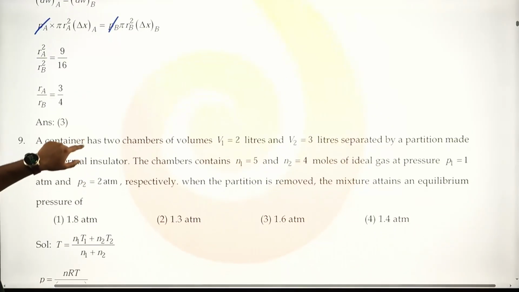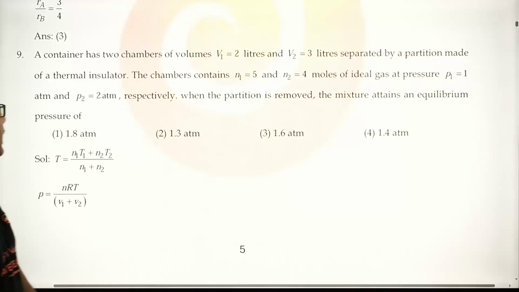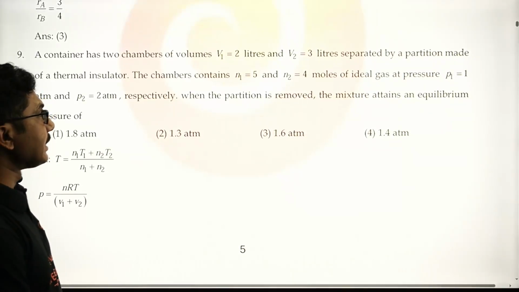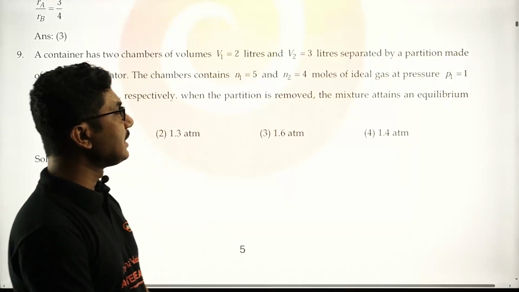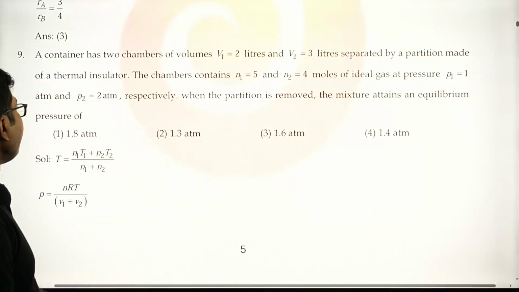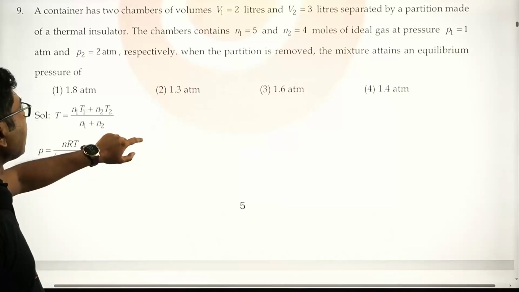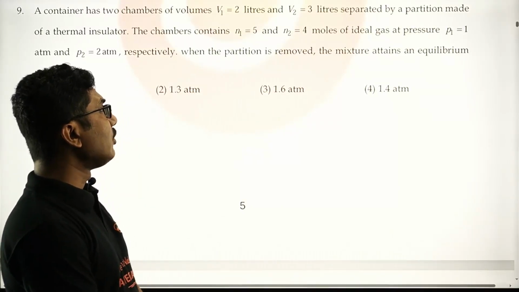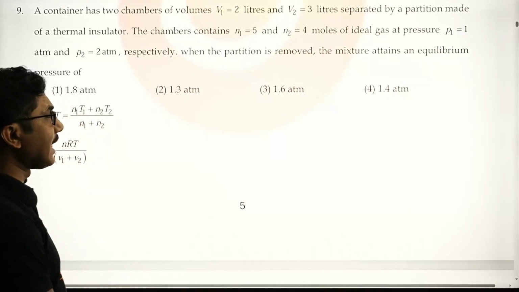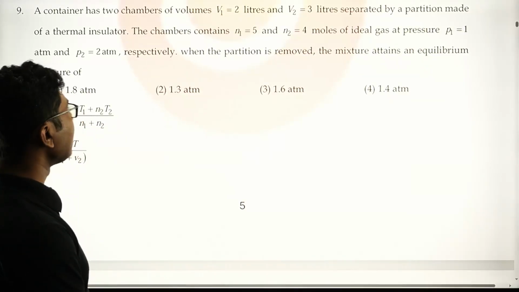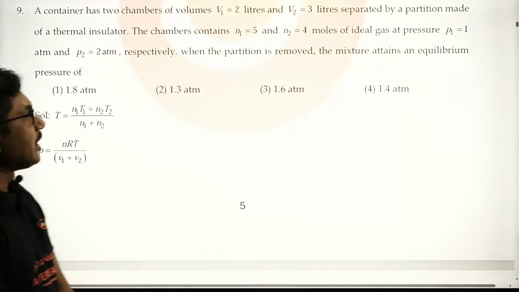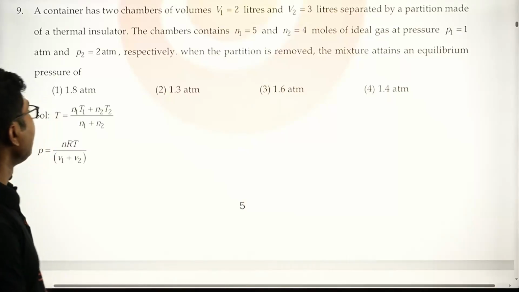Right. Next is a container that has 2 chambers of volume V1 equals 2 liters and V2 equals 3 liters, separated by a partition made of a thermal insulator. The chambers contain N1 equals 5 and N2 equals 4 moles of ideal gas at pressure P1 equals 1 atmospheric pressure and P2 equals 2 atmospheric pressure respectively. Then the partition is removed, the mixture attains an equilibrium pressure of?